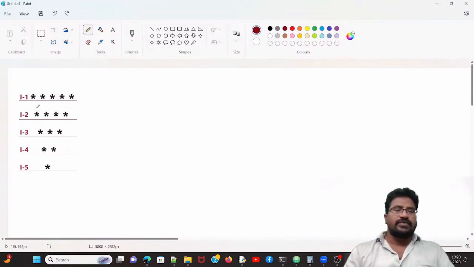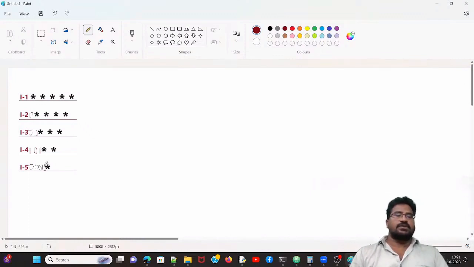That means the first time 5 stars, the second time one space comes. Next, two normal spaces come, all of you observe. Next, three spaces come. Next, four spaces come. How many spaces? Four spaces, guys. Okay, so this is what we do now.